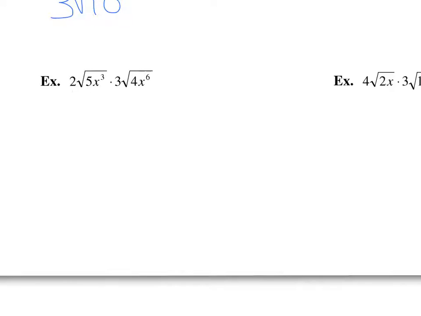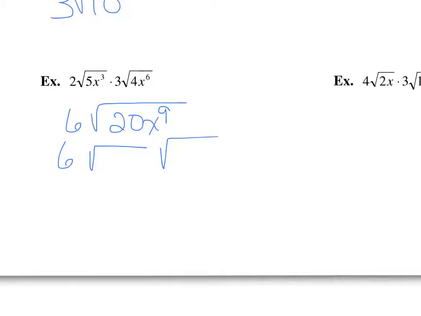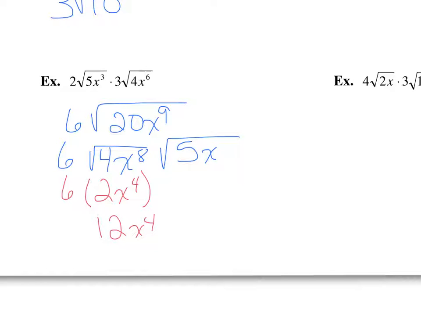All right, so coefficients first. 2 times 3 is 6, and then radicands. 5x cubed times 4x to the 6 is 20x to the 9. Don't forget, when you're multiplying, you add those exponents. And we need to simplify. 20 is 4 times 5, and x to the 9 will be broken down to be x to the 8 and 1 extra. The square root of 4x to the 8 is 2x to the 4th. Multiplied times that 6 gives us 12x to the 4th. And the not perfects, they just come straight down.